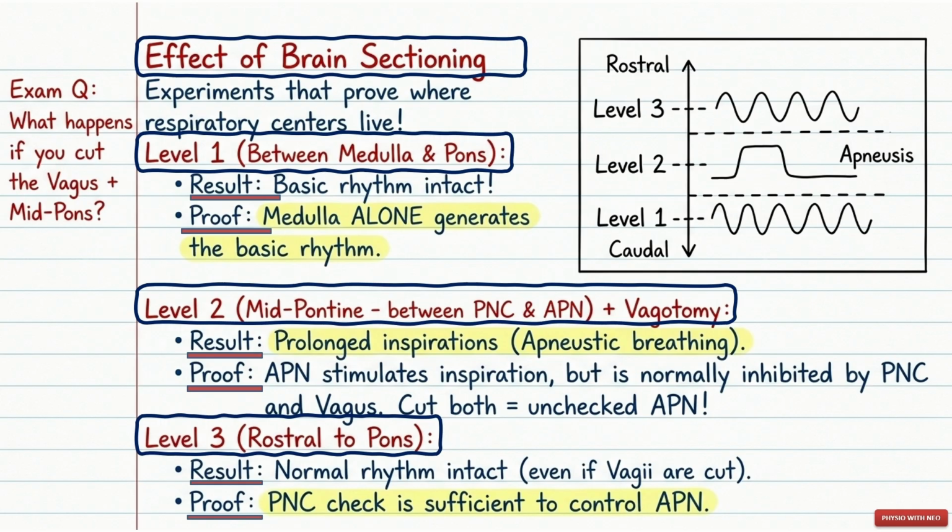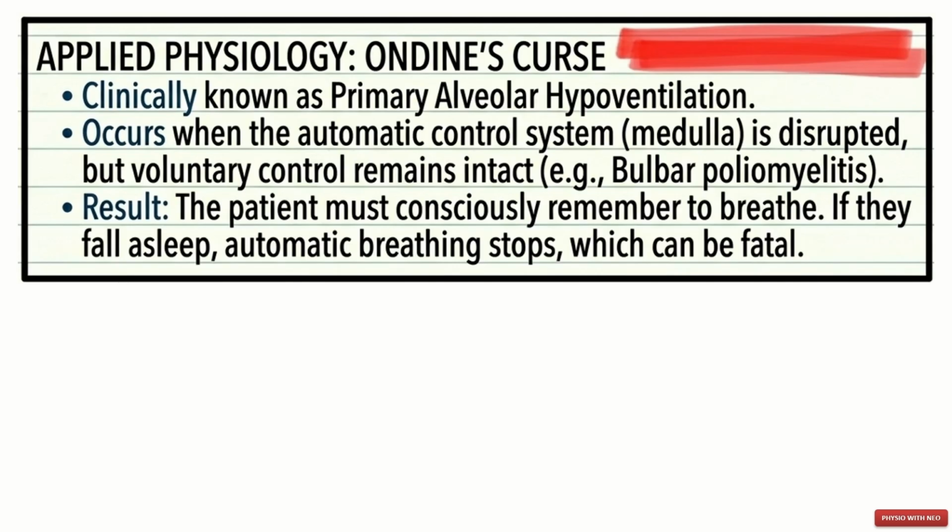The second part of this is Ondine curse. Now this is clinically known as primary alveolar hypoventilation. It occurs when the automatic control centers are disrupted but the voluntary control remains intact. For example, in bulbar poliomyelitis, the patient must consciously remember to breathe, and if they fall asleep, automatic breathing stops, which can be fatal.